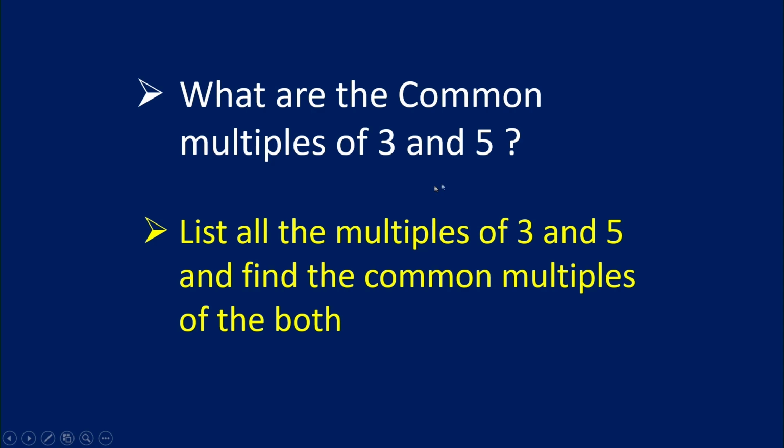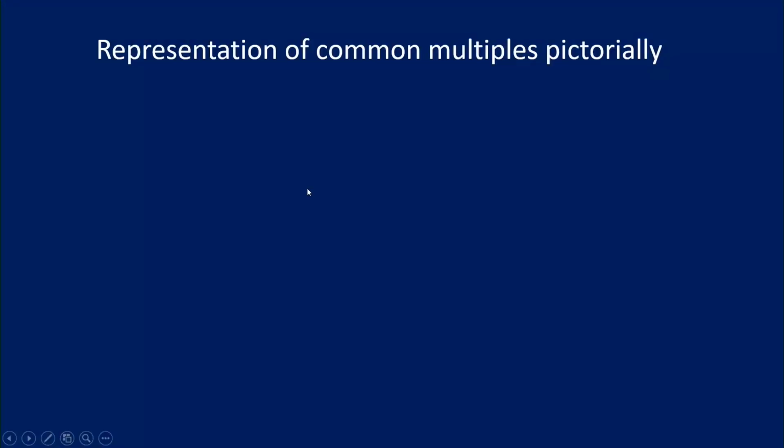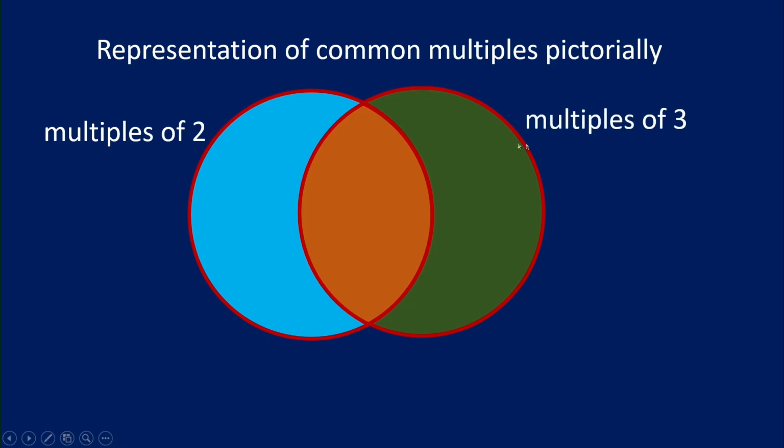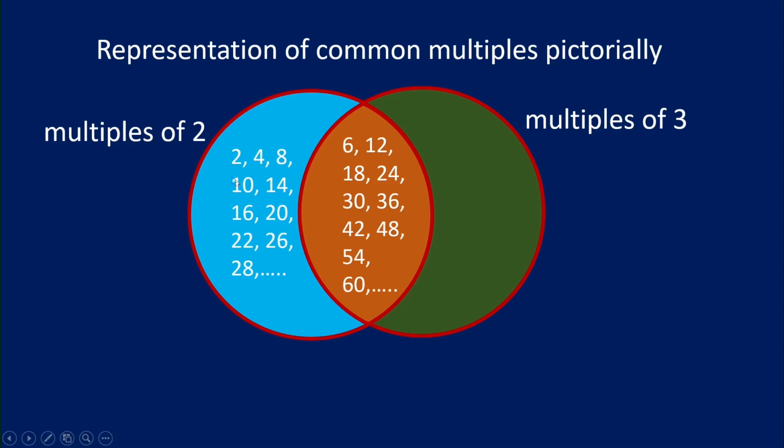Let us come to the next topic, that is representation of common multiples of any two numbers pictorially. Let us take two circles here shaded with different colors. The first circle represents multiples of 2 and the second circle represents multiples of 3. Just before, we have written all the multiples. Let us copy all the multiples of 2 here. These are the multiples of 2 and these are multiples of 3.